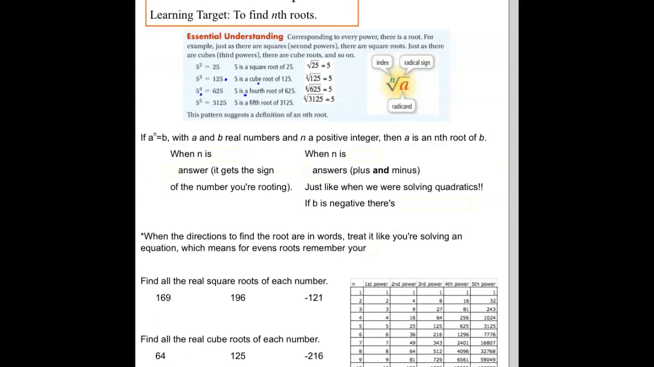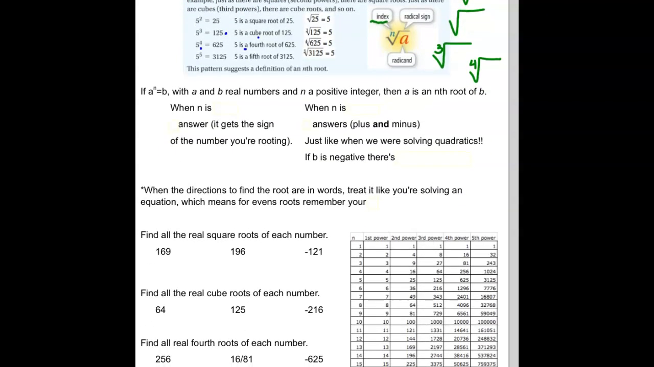Couple vocab terms that we need to know. The little number inside the root is called the index. So if it's a square root, it's implying a 2. We don't typically write that 2 in there. It's just assumed, if you see that, it's a square root. But any other index has to be notated. So we have to put in a 3 if we want to cube root it. We have to put a 4 in for the index if we're trying to fourth root it. So the only one that we don't have to put in is the square.